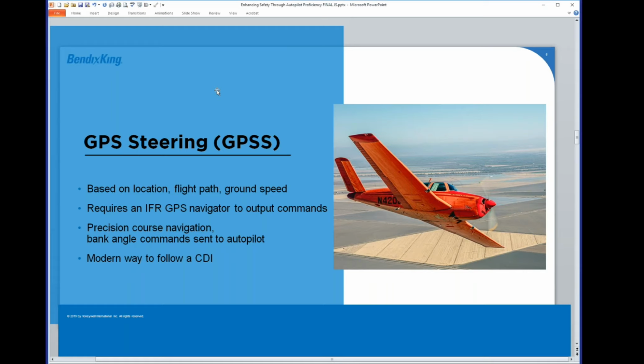Icarus and other companies, if you've heard of those guys, are the ones who made that happen for a while. And now you don't see a lot of those systems sold because now it's in products like the Aerocruise directly. And so that's important. If you're looking for autopilots, understand that fully digital autopilots are going to accept that GPS steering and give you very precise course navigation to handle that. A very modern way to follow a CDI.